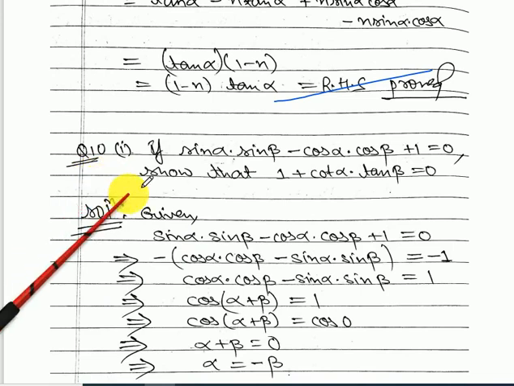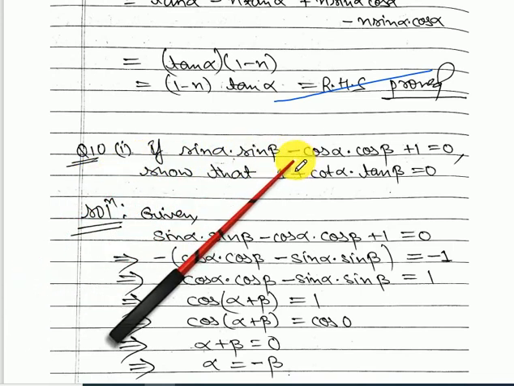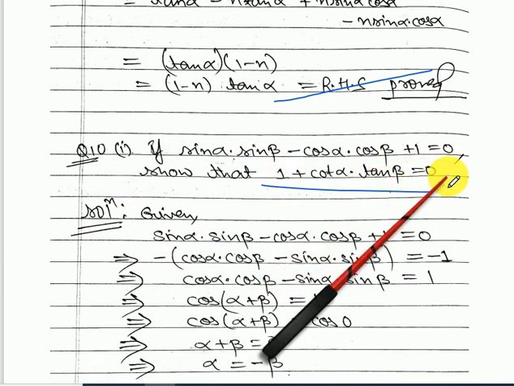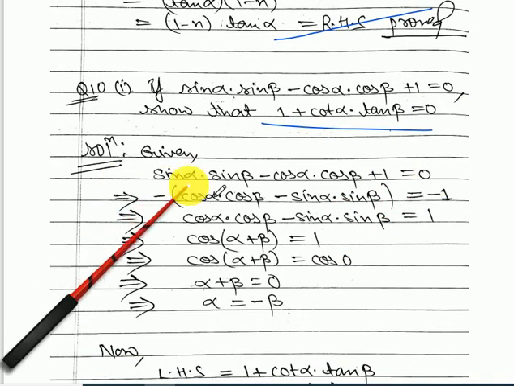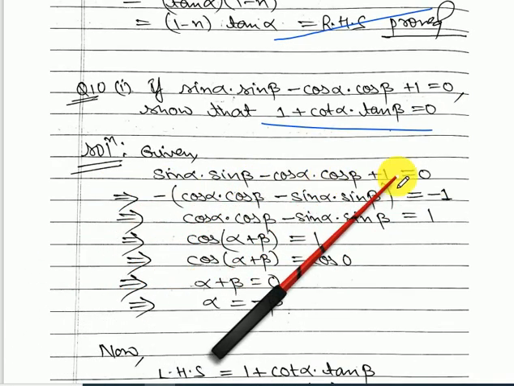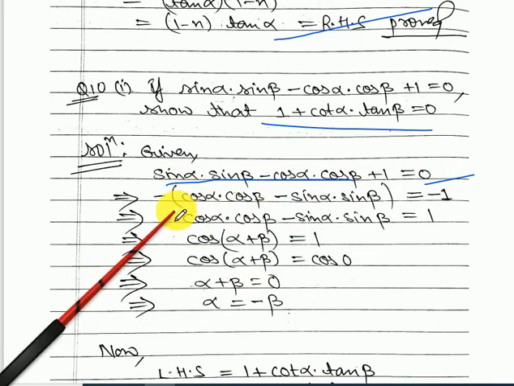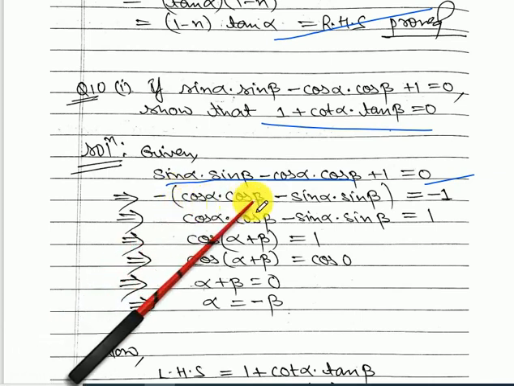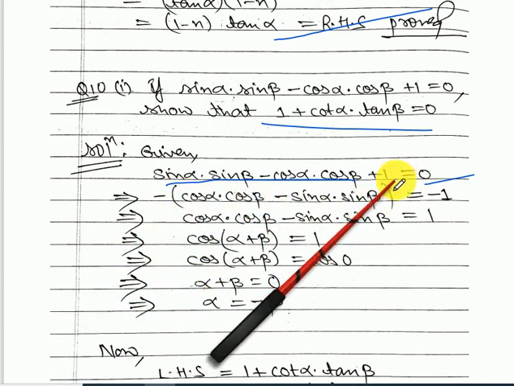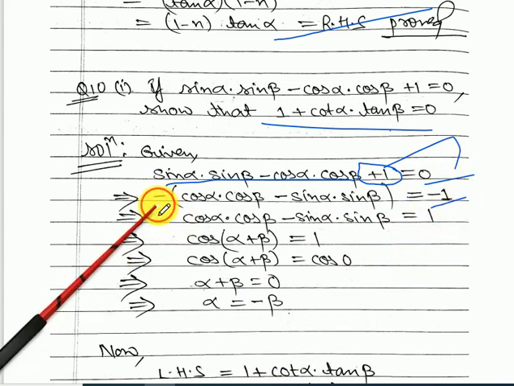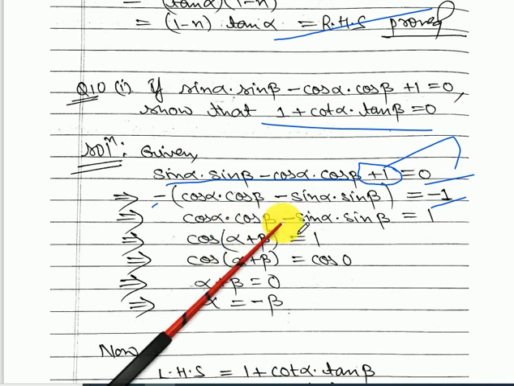Question number 10.1. If sin alpha into sin beta minus cos alpha into cos beta plus 1 is 0, show that 1 plus cot alpha into tan beta is equal to 0. Clear? So here given sin alpha into sin beta minus cos alpha into cos beta plus 1 equal to 0. Here we can write this part as minus in bracket cos alpha into cos beta minus sin alpha into sin beta, and this plus 1 will be taken to right, it becomes minus 1. So minus and minus cancel, so we get cos alpha into cos beta minus sin alpha into sin beta equal to 1.